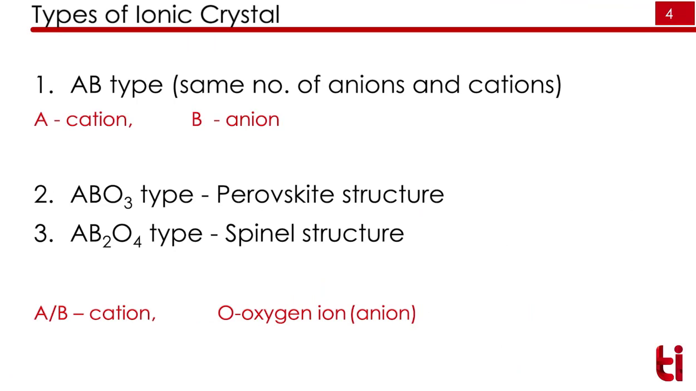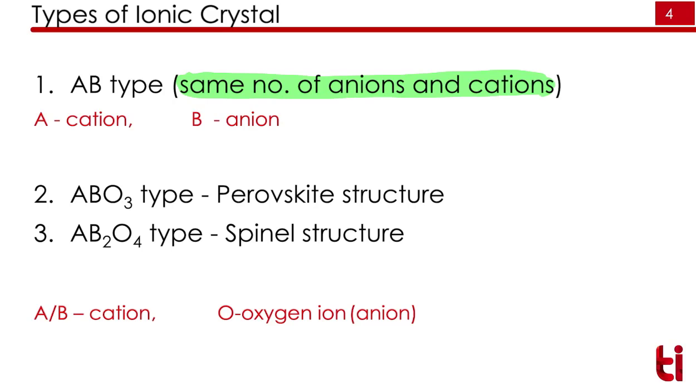The first type is called AB type or AX type or MX type. Here remember that the anion and cation numbers should be the same in AX type or AB type. It means that if I have 4 anions, we should have 4 cations. If we have only 1 anion, we should have only 1 cation.